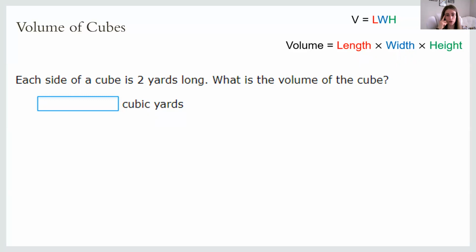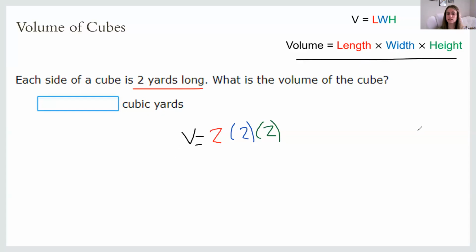So remember, with the cube, all 3 sides are the same. So when it tells us that each side is 2 yards long, that means the length is 2, the width is 2, and the height is 2. We can use that. We just wrote out our formula right here to find the volume.